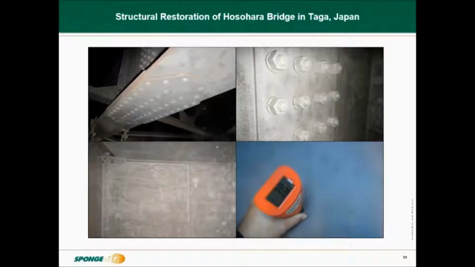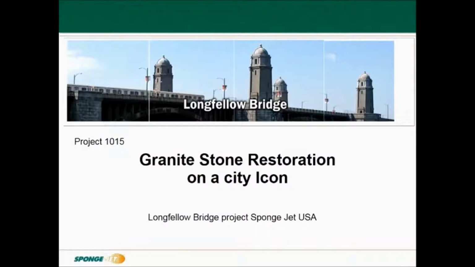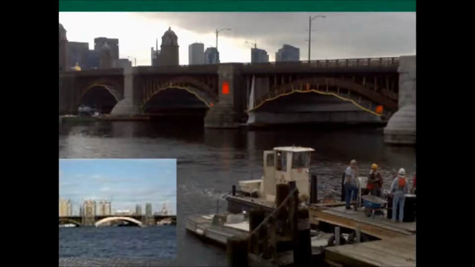Project 1015, the Longfellow Granite Stone Restoration Project on a city icon. I've actually been across that when I went over in the States. Sponge-Jet was used to restore the Longfellow Bridge in Boston, USA. It's a major arterial that goes out to Cambridge, and any inconvenience or interruption to the public had to be kept to a minimum for the length of the project.